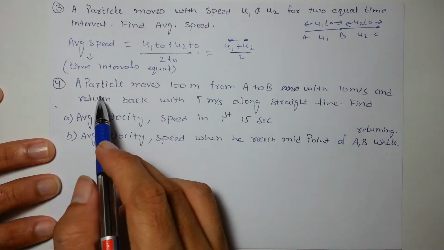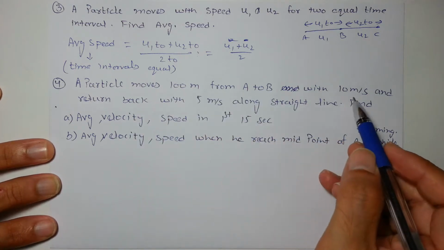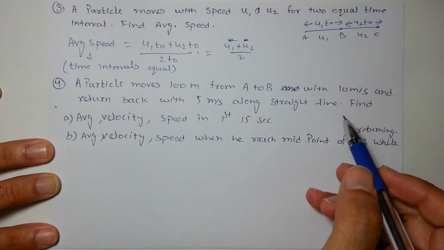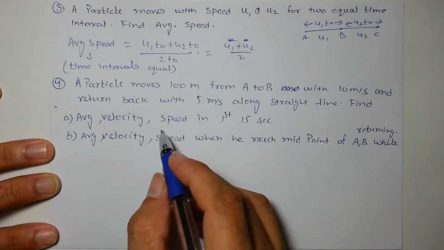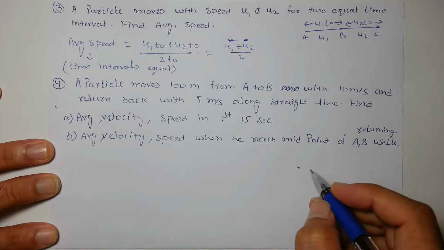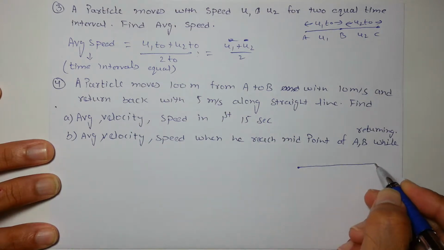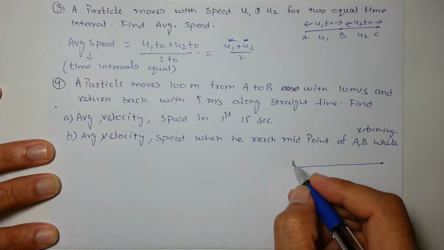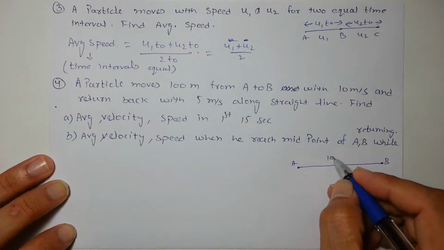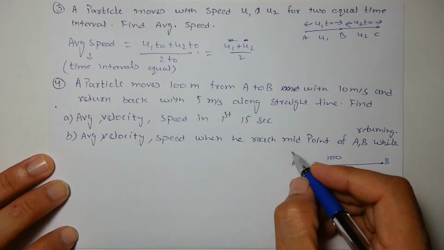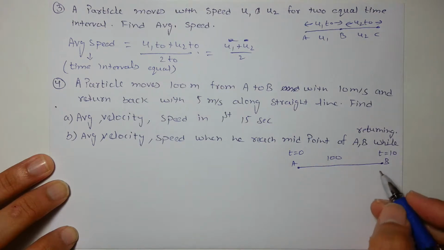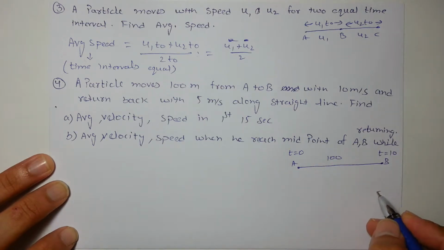Okay, next is a particle moves 100 meter from A to B with 10 meter per second and returns back with 15 meter per second along the straight line. Find average velocity and average speed in the first 15 seconds. Okay, so let's draw the diagram. It is moving 100 meter from A to B with obviously how much speed? 10. So it will take 10 seconds. At t equal to 0 here, at t equal to 10 the particle will be here, and now it is returning back.